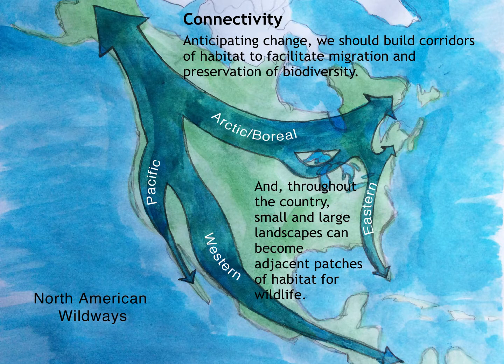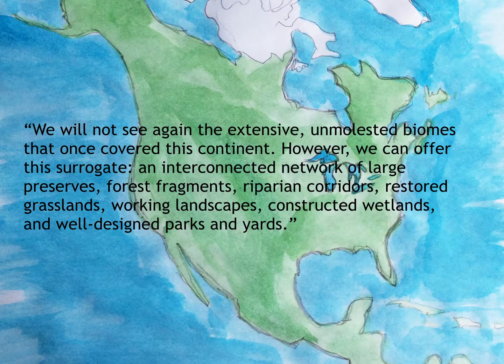Connectivity. Anticipating change, we should build corridors of habitat to facilitate migration and preservation of biodiversity. And throughout the country, small and large landscapes can become adjacent patches of habitat for wildlife. We will not see again the extensive unmolested biomes that once covered this continent. However, we can offer this surrogate: an interconnected network of large preserves, forest fragments, riparian corridors, restored grasslands, working landscapes, constructed wetlands, and well-designed parks and yards.